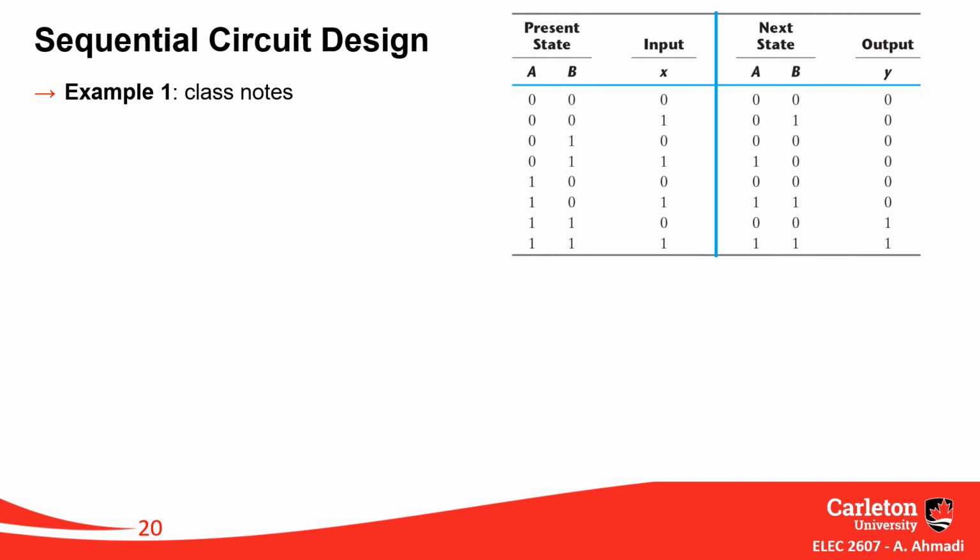What is the size of the K-maps? It depends on the number of inputs, right? Number of inputs to the circuit. In this case, I have current A, current B, and X as my input. So I will have 3 variable K-maps.